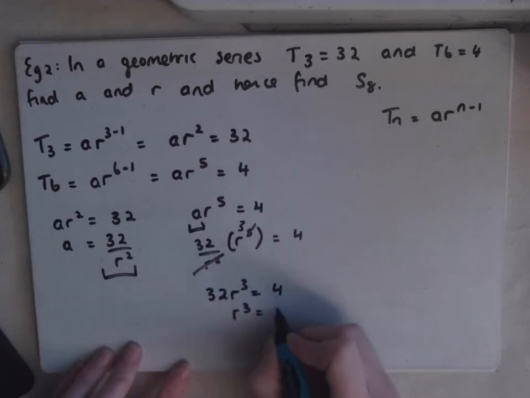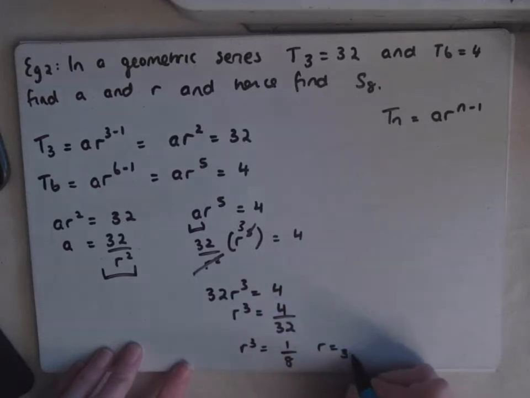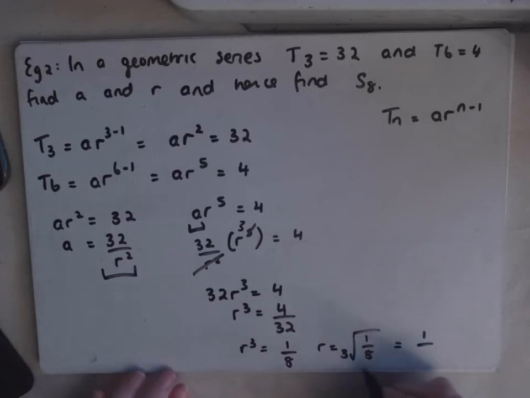So R cubed is 4 over 32. R cubed is 1 over 8, so R is the cubed root of 1 over 8. That can go straight into the calculator, or you can get the cubed root at the top, cubed root at the bottom. Cubed root of 1 is just 1, cubed root of 8 is 2. So R is a half.